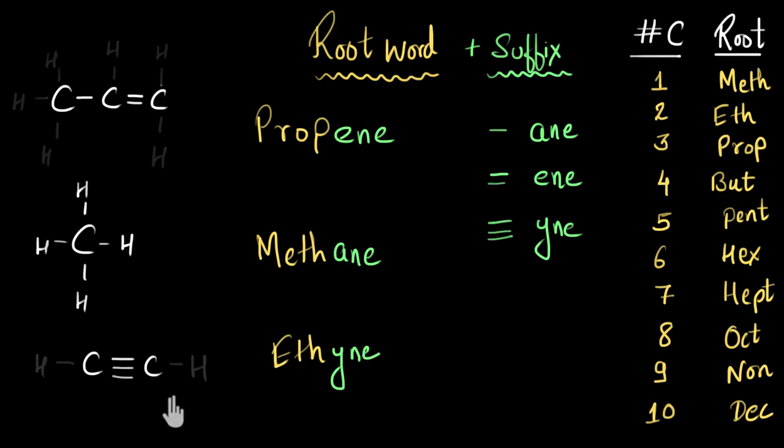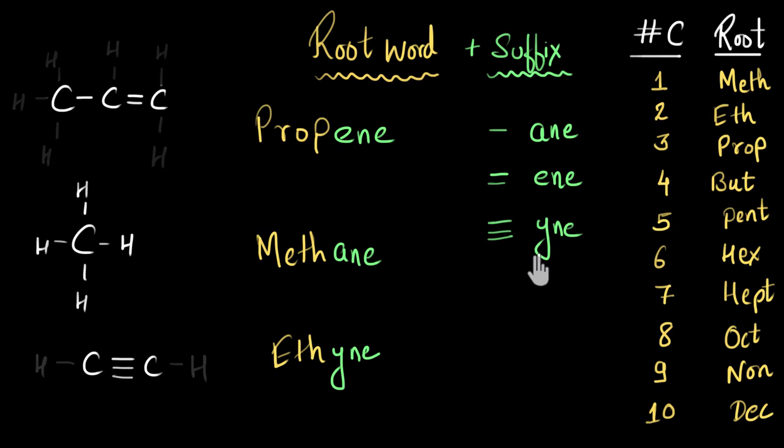So the name of this molecule is going to be ethine. With this, we saw how to name hydrocarbons. Basically, there are 2 parts: root word, which denotes the number of carbon atoms present, and suffix, which denotes whether it belongs to the alkane, alkene, or alkyne family.